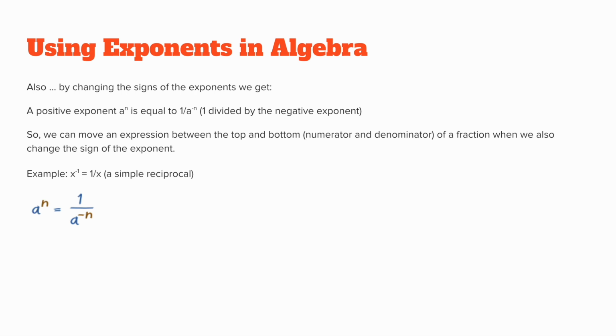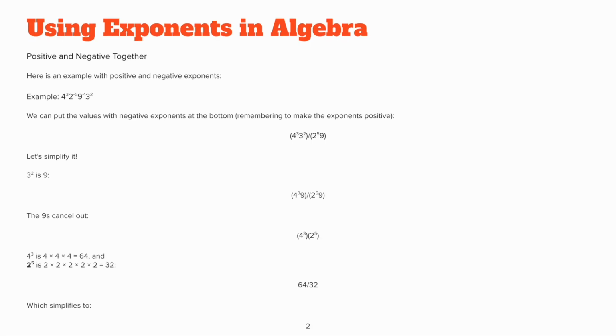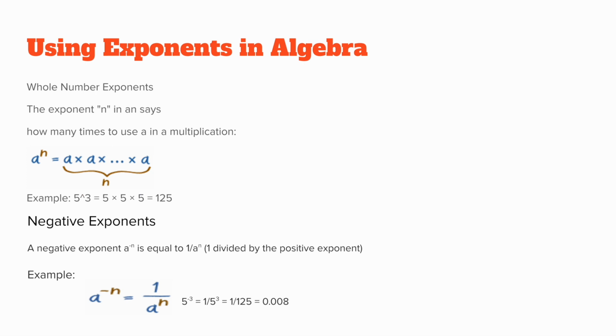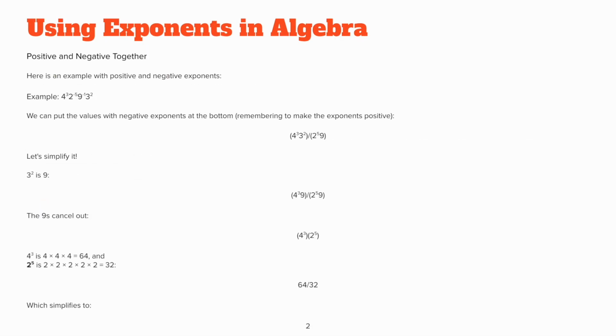a to the power of n is equal to 1 over a to the power of negative n, 1 divided by the negative exponent. So we can move an expression between the top and bottom of a fraction when we also change the sign of the exponent. So for example, x to the power of negative 1 equals 1 over x, a simple reciprocal. In another example, 5 to the power of negative 3 equals 1 over 5 cubed, which is 1 over 125, which is 0.008.